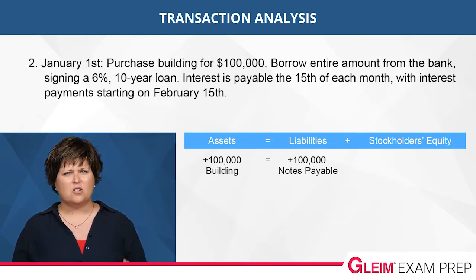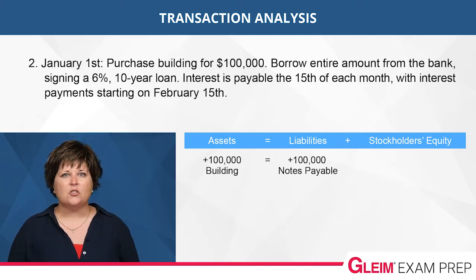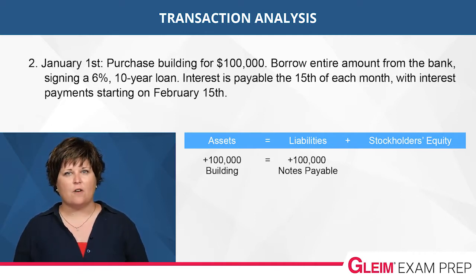Now, we need a place to do business, so we buy a building. On January 1st, we purchase a building for $100,000. We borrow the entire amount from the bank, signing a 6% 10-year loan. Interest is going to be due on the 15th of the following month. This means our first interest payment will be due on February 15th. Okay, right now on January 1st, we don't need to worry about the interest. Let's focus on the transaction of purchasing the building.